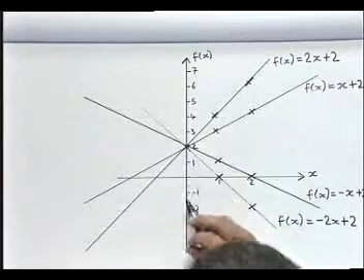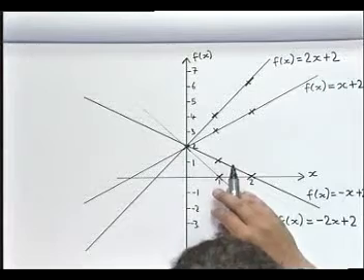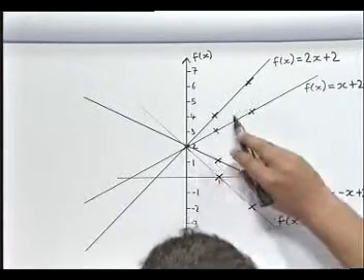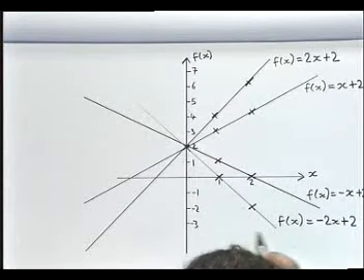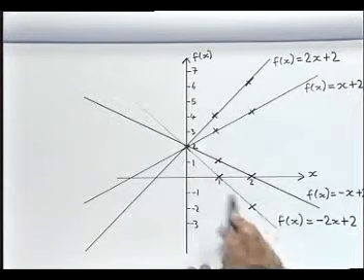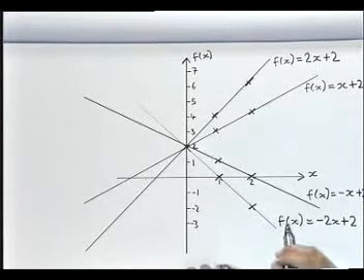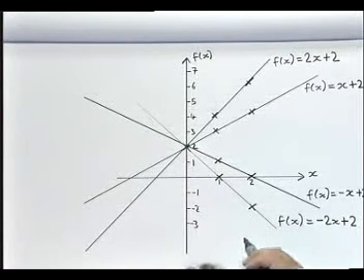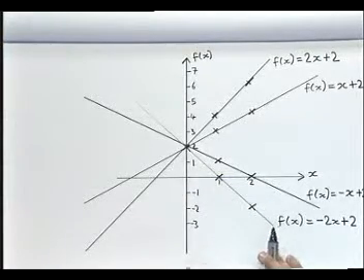Now, when a is positive, the line goes up, and the bigger the value of a, the faster the line goes up as x increases. And when a is negative, the line goes down. And the bigger the value of a in absolute terms, the faster the line goes down as x increases. Okay, so what happens as we vary b?